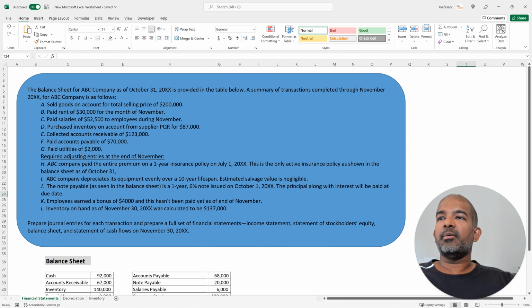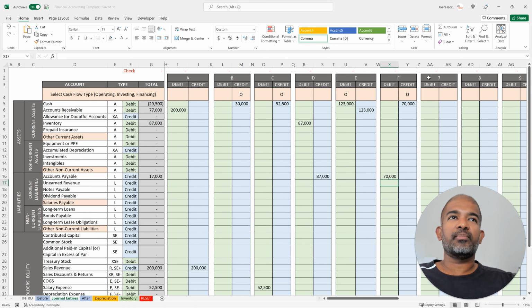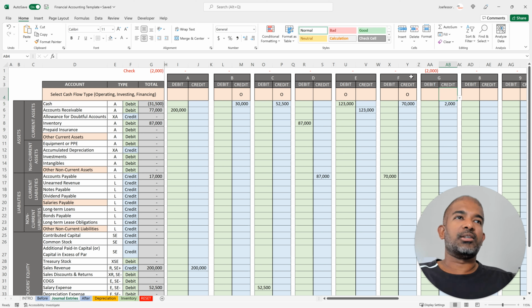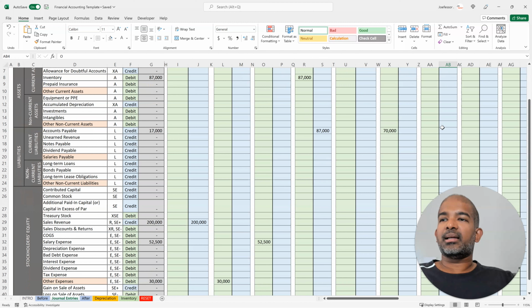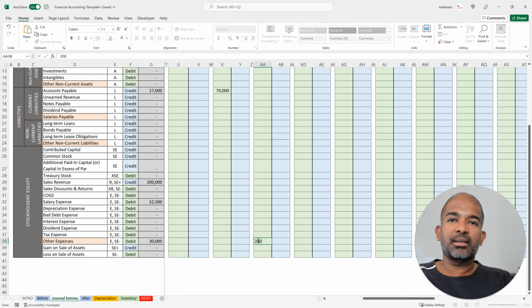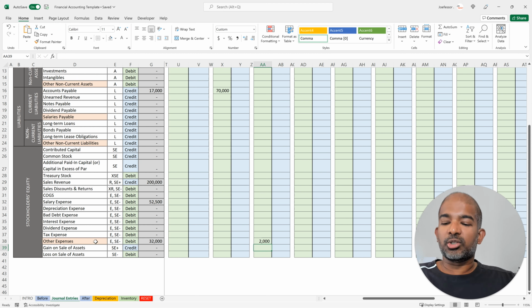Next, part G, paid utilities of $2,000. So I will pay utilities of $2,000. My cash goes down 2,000. Again, it's an operating cash flow. Utilities are other expenses, so you can use the other expenses account here. I'm going to debit the 2,000 using the other expenses account again. Remember, we've already used that to hold the rent expense, and we are also going to use that to hold the utilities expense.